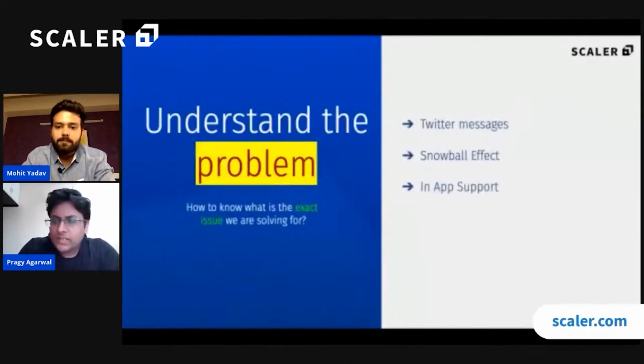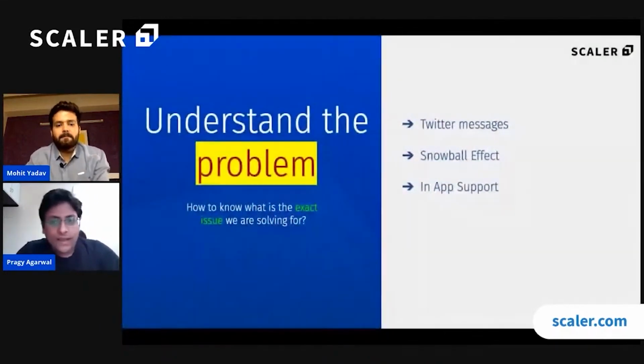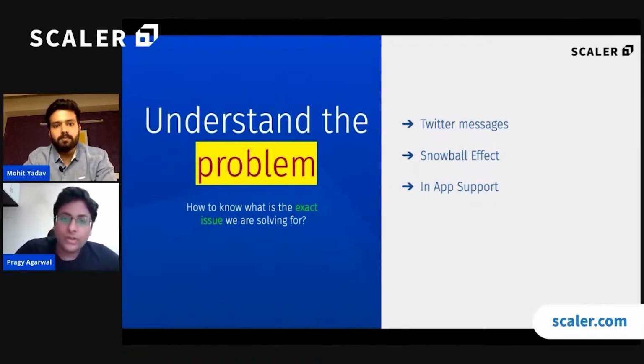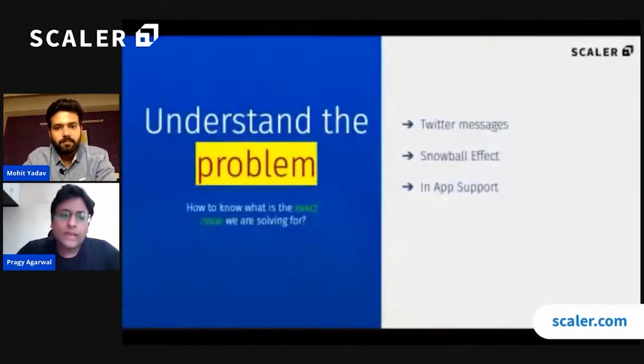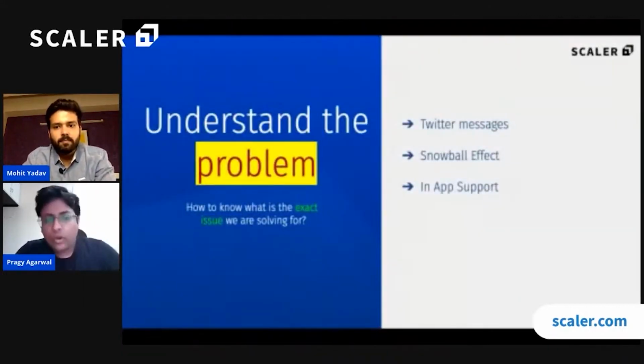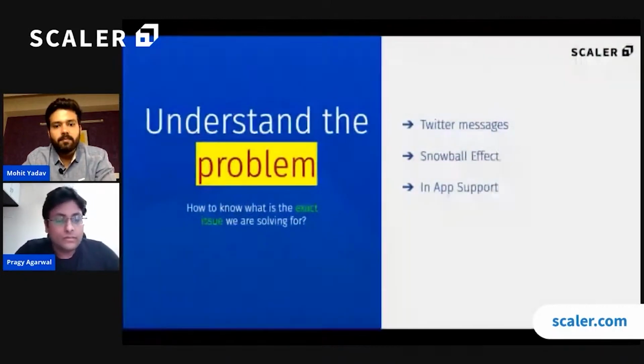So Twitter messages are a no-go in that case. So what we could do is, while designing the application itself, have some sort of support infrastructure, some sort of support feature built in with our application. Once we have that, users can contact us via that support feature directly, and that will also help us identify whether the problem is on our end or on the client end.